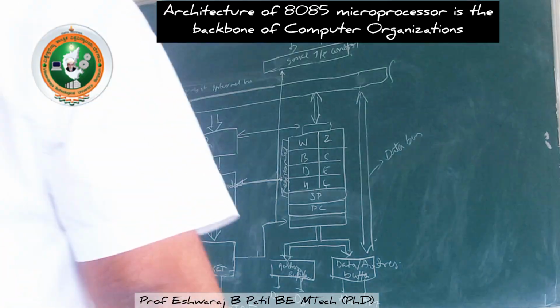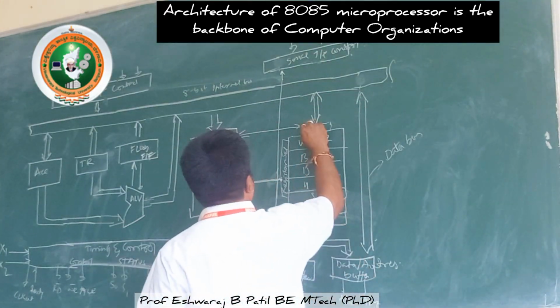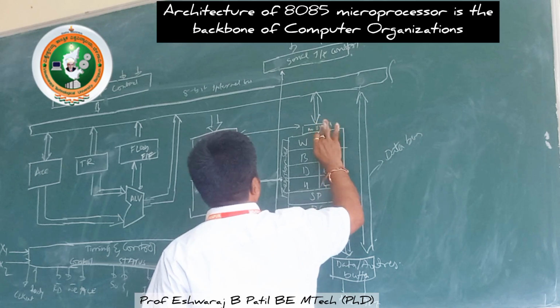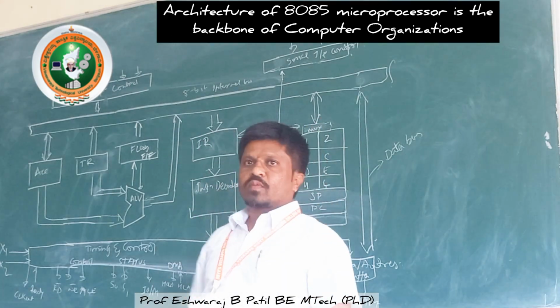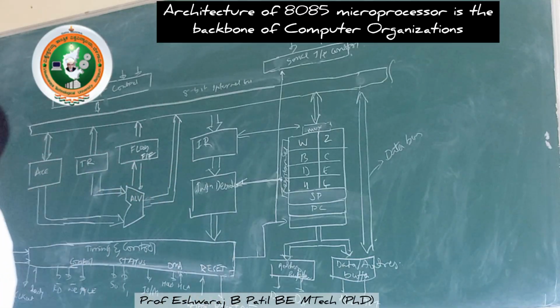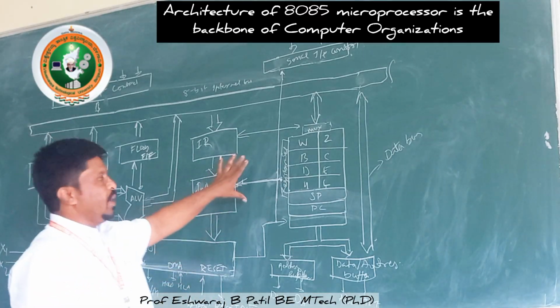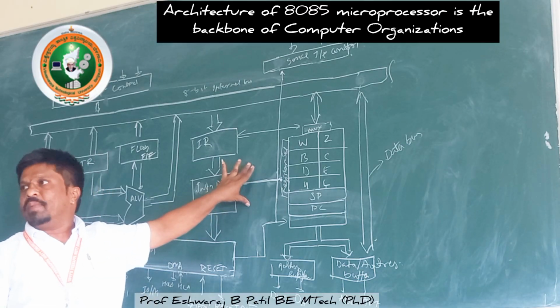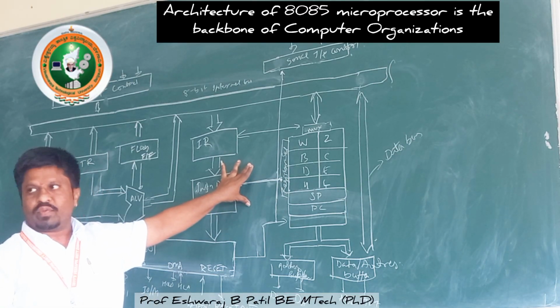Okay, this is the architecture of the 8085 microprocessor. This is the main architecture of the microprocessor. This is one of the basic microprocessors we are using here. This is the main architecture we need to study here.